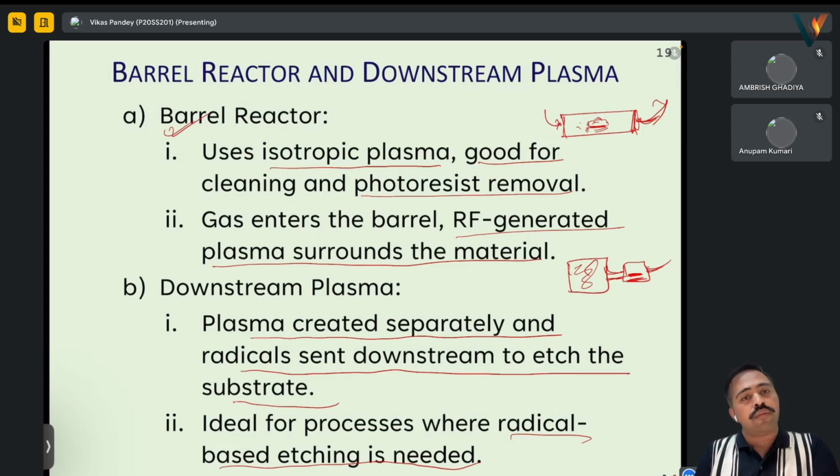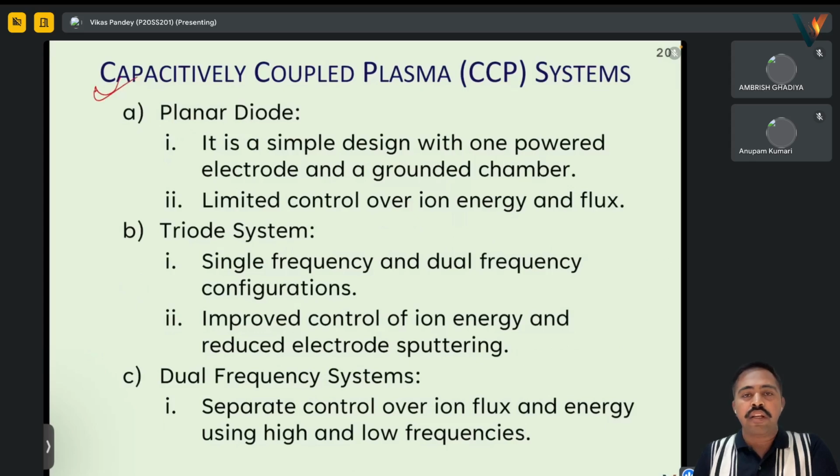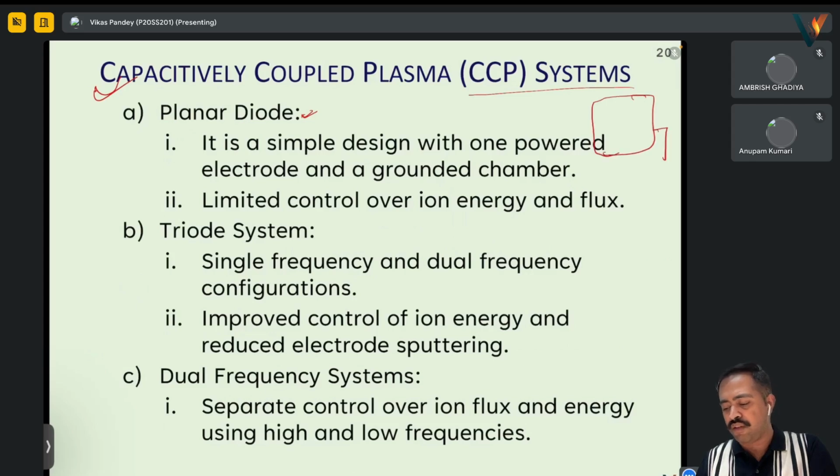Then the next generation is capacitively coupled plasma, CCP systems. It again has three types of systems, the first being planar diodes. It is a simple design with one powered electrode and a grounded chamber. So the chamber itself is grounded, and this will act as the anode, and there is one powered electrode. So the electrode is there and the whole chamber itself is grounded. So this one will be positive. But here there is limited control over ion energy and flux.